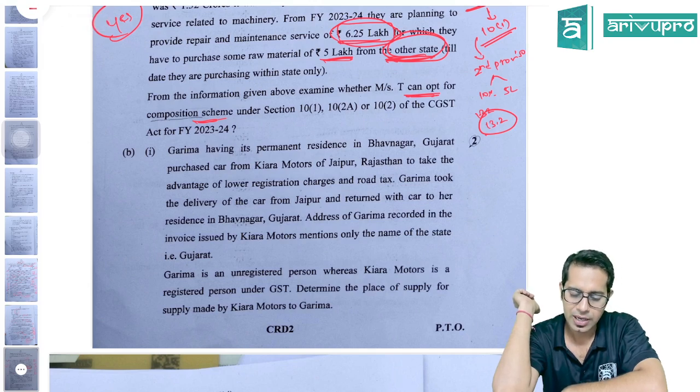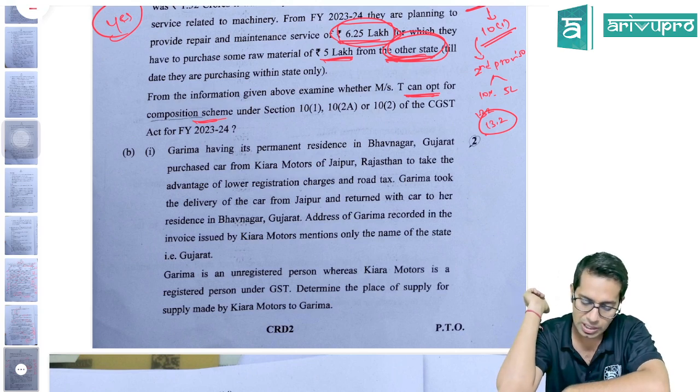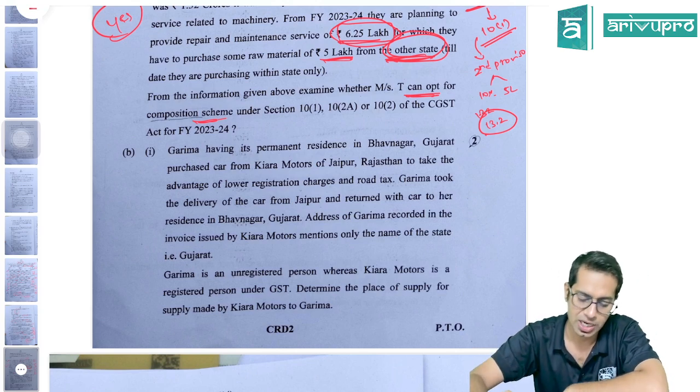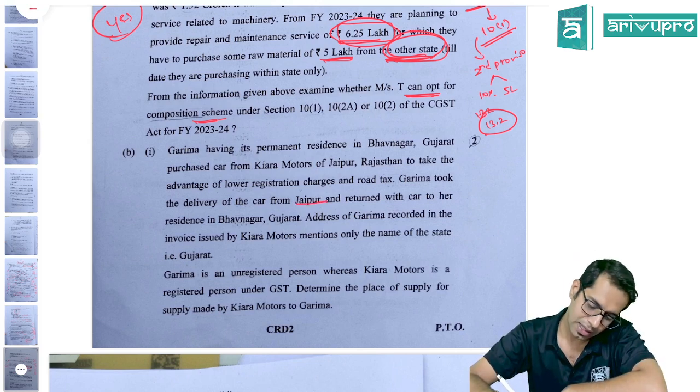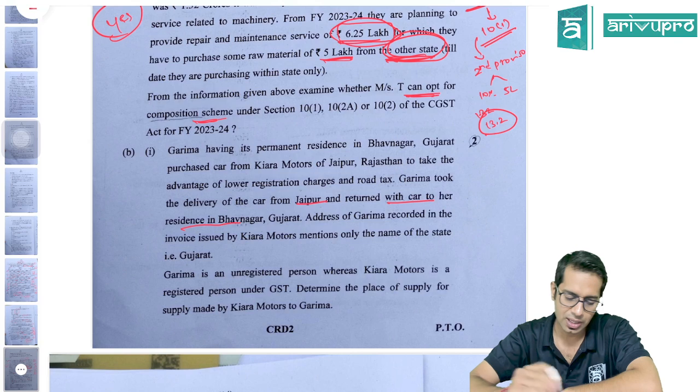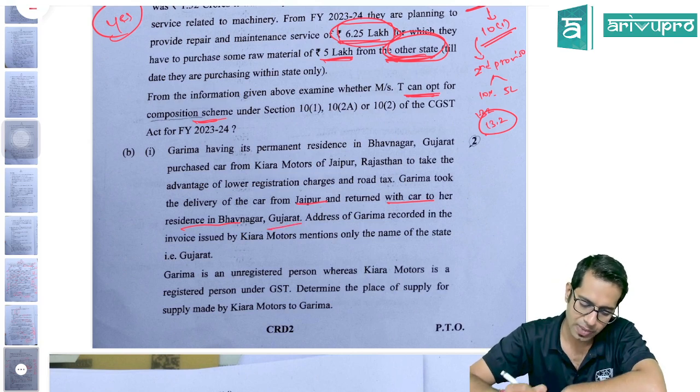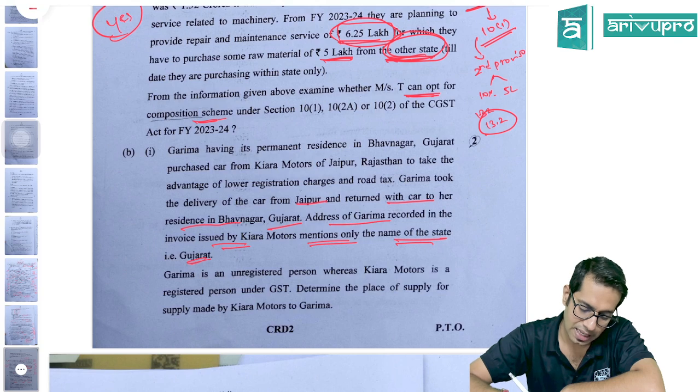Garima, having her permanent residence in Bhavnagar, Gujarat, purchased a car from Kiara Motors of Jaipur, Rajasthan, to take advantage of lower registration charges and road tax. Garima took the delivery of the car from Jaipur and returned with the car to her residence, which is Bhavnagar, Gujarat. The address of Garima recorded in the invoice by Kiara Motors mentions only the state name, which is Gujarat. Garima is an unregistered person.